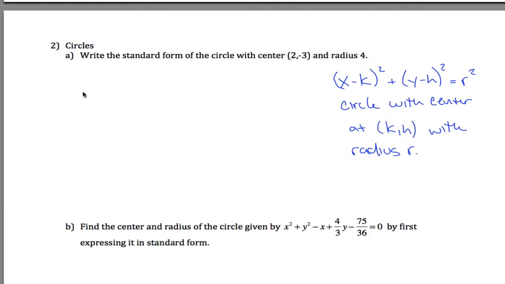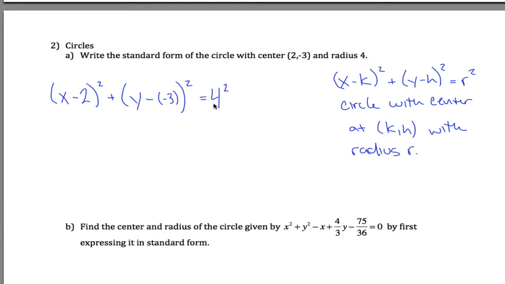So what we do is we copy our standard form, except instead of writing k right here, I want to write what the x coordinate of the center is. That's given to me as 2 in this problem, so I'm going to write x minus 2 squared. And now I'm going to say y minus, well, whatever h is. H is the y coordinate of the center. That's given to me as -3. So I got y minus -3. And then finally that equals the radius squared.